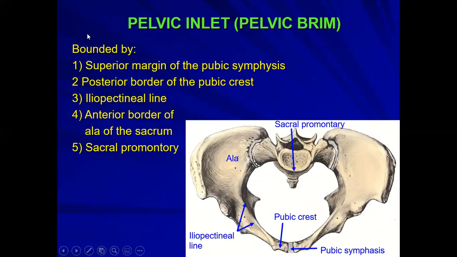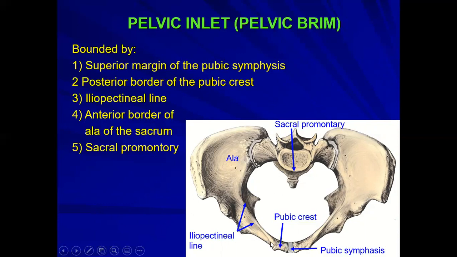For the pelvic inlet, or pelvic brim, this is the structure that forms the boundary of the pelvic inlet. At the front, it is bounded by the superior margin of the pubic symphysis, and going to the lateral, we have the posterior body of the pubic crest. This is the pubic crest. The posterior body of the pubic crest forms the boundary of the pelvic inlet.